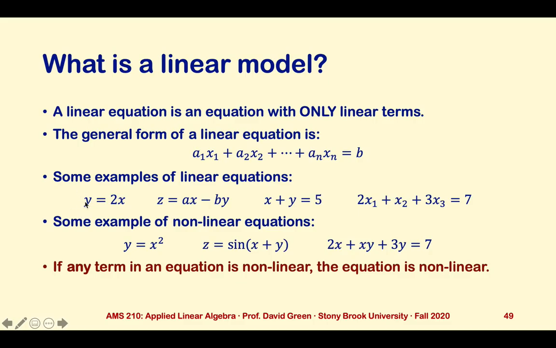Some examples of a linear equation are y equals 2x, constant of 1 times y, constant of 2 times x. There are no other terms, no nonlinear terms. z equals ax minus by, assuming a and b are constants and x, y, and z are variables. These are linear. x plus y equals 5, all linear terms, a linear equation. 2x1 plus x2 plus x3 equals 7, a linear equation.